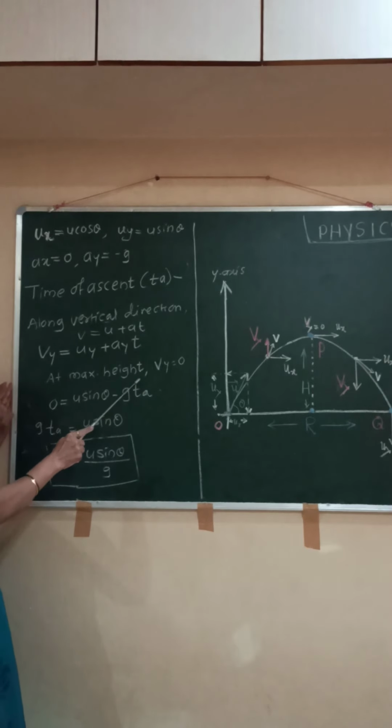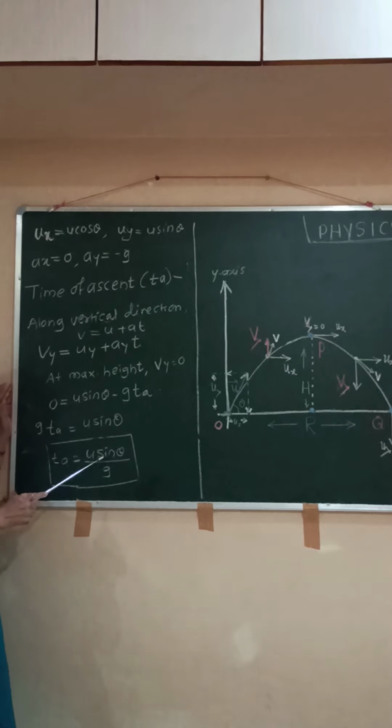And therefore that time we have called the time of ascent. It is denoted by TA. Rearrange the terms in this equation to get the value for TA, that is time of ascent. We get the equation TA = U sin theta upon G.